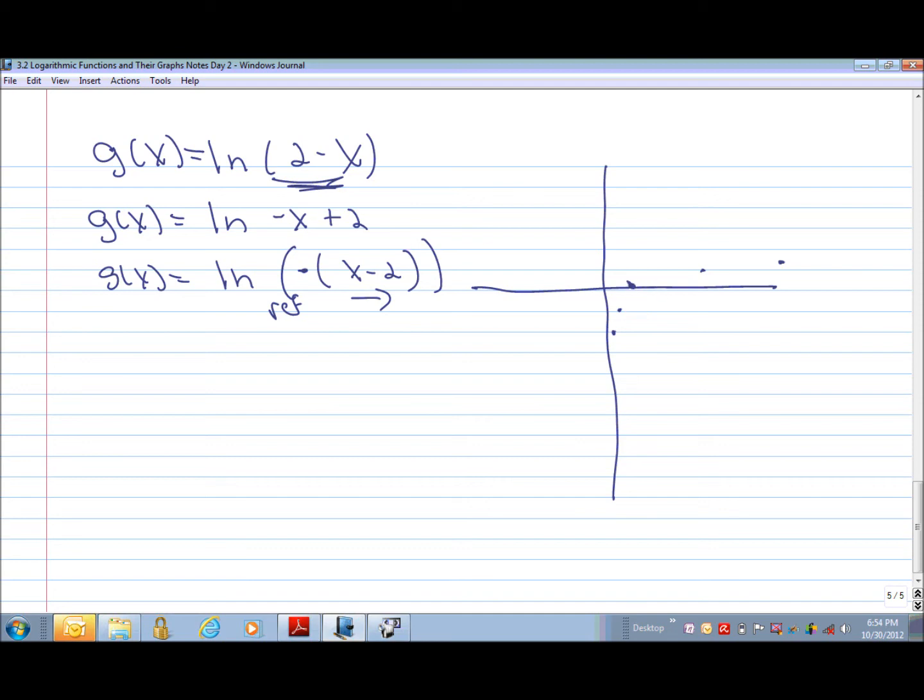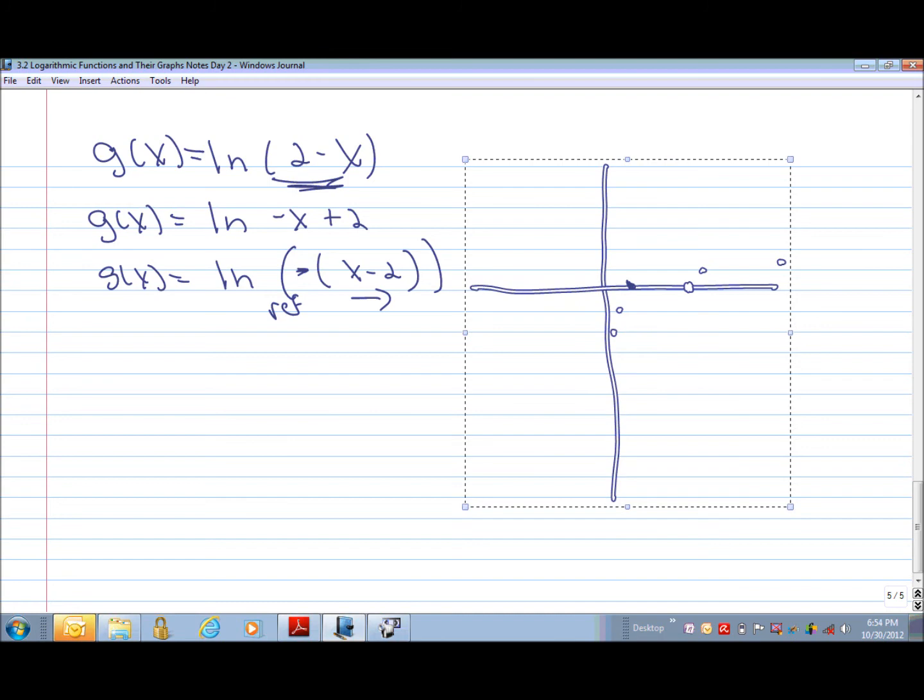So 1, this was my original. And now we're going to take it to 3, 4. So to the right 2. And then we've got to reflect. And since this is with x, it's going to happen horizontally over the y-axis. So we took this to the right 2, and now we have to reflect.